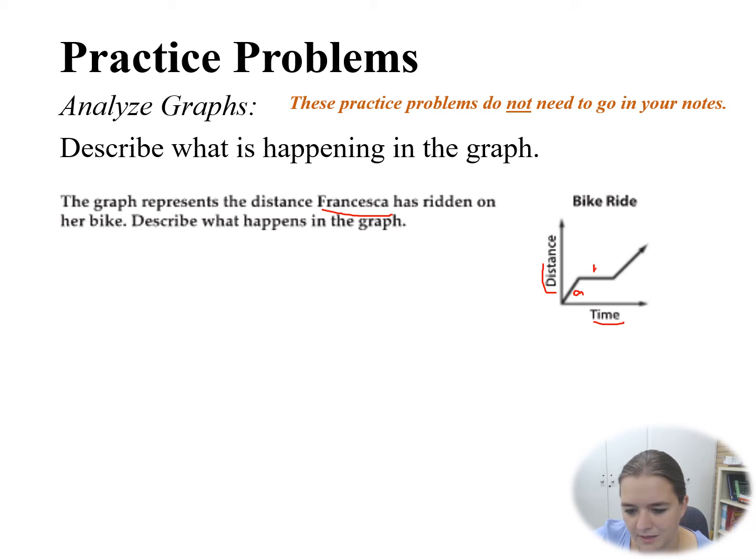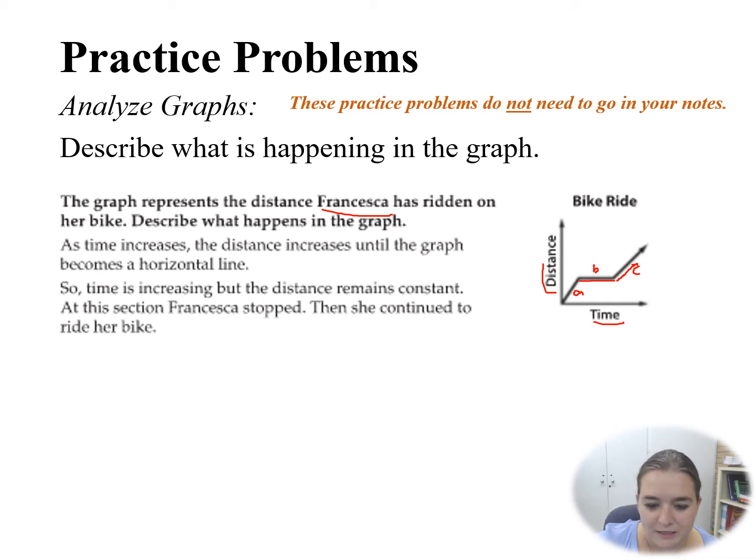I see segment A, segment B, and segment C. Segment A shows me that as time is increasing, her distance is increasing. So Francesca is moving away from her starting point. Well, in segment B, her distance is not changing. So time is passing, but she is exactly as far away as she was. So that tells me that she stopped moving. Section C shows me that as time is increasing, again, her distance is increasing. So she is continuing to move along her path.